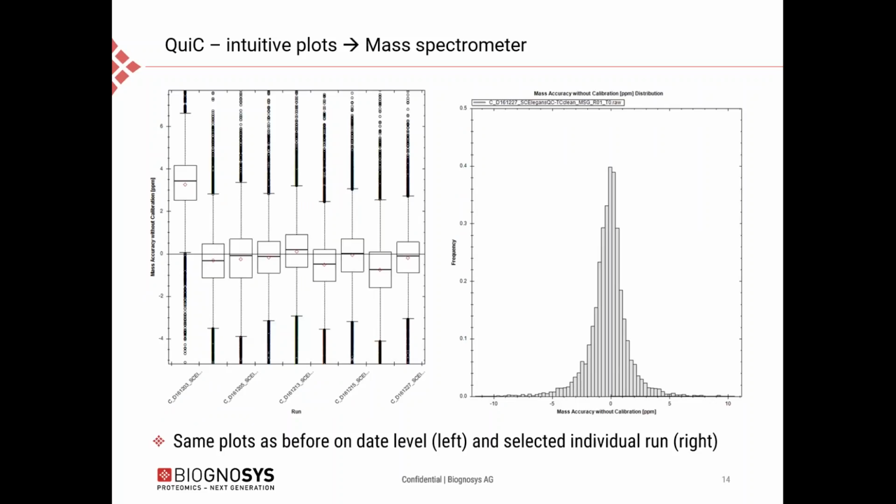As I said, the plots are intuitive and they change dynamically based on the level of data we look at. So here's the same plot as shown before again, now on the date level, and you can see when the calibration was done in the first, and then how the mass accuracy behaves over time. On the right, we have the same plot now shown on the individual run compared to the entire level.